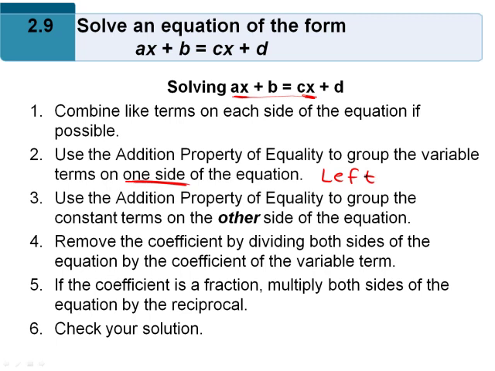Now, if I've moved the variables to the left, that means in the next step, when I want to move the constant terms, I'm going to move them to the other side, which is, for the most part, to the right. Once you have done step 2, it's going to look like what we just did in section 2.8, so always move your variable terms first after you've simplified. Then in step 4, you'll be able to divide by the coefficient. Or, like in step 5, if the coefficient is a fraction, use the reciprocal and then check it.